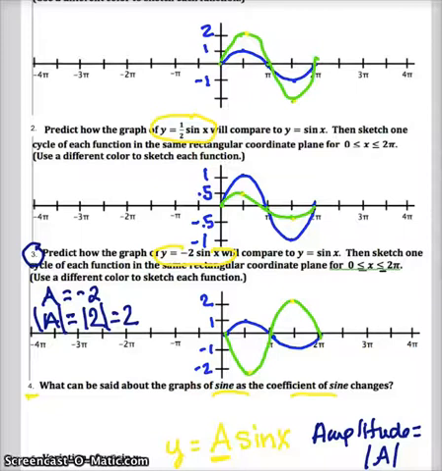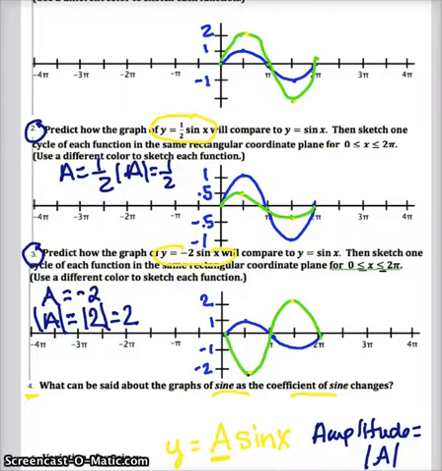Notice we had a max of 2 and a min of -2. In example 2, A is equal to 1/2, and the amplitude is equal to 1/2. We have a max of 1/2 and a min of -1/2.